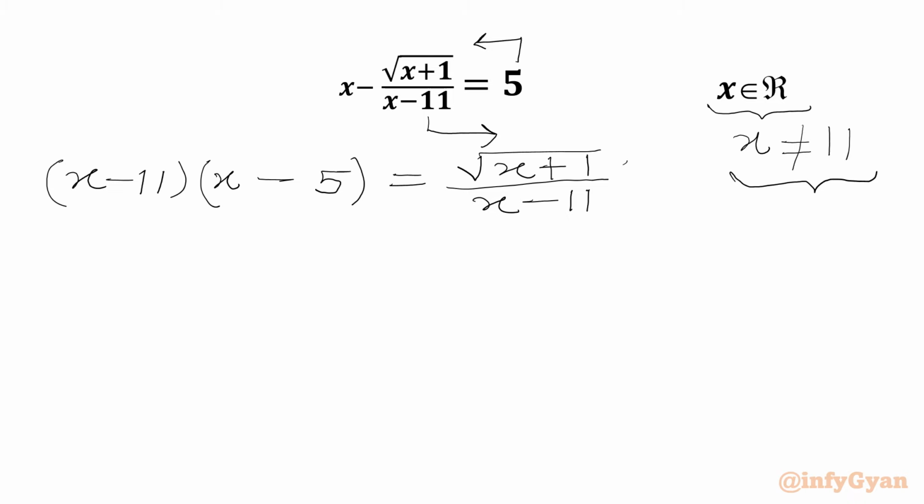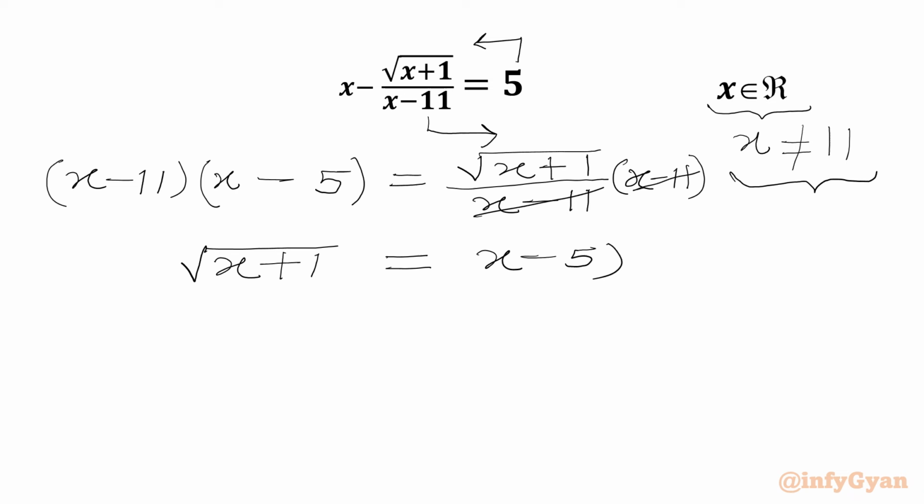So in the RHS we will write x minus 11. Now we will cancel x minus 11 from the RHS numerator and denominator. We will get square root of (x plus 1), which is in the RHS, will be equal to (x minus 5) times (x minus 11).